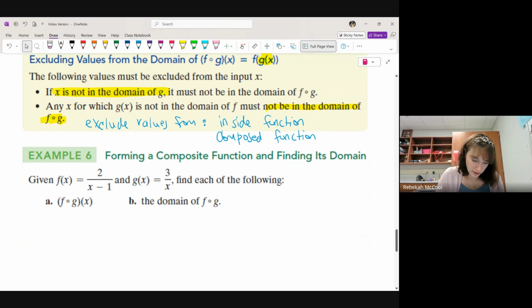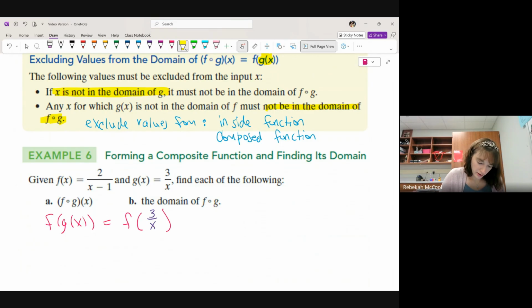So if we've got this guy here, we're doing f compose g of x. So that's f of g of x. That means I'm taking f of, and then I'm putting in function g. So function g is that 3 over x. Anywhere where I have an x in this function, I'm replacing it with that 3 over x. So function f says I take 2 over my input. So this is where I'm going to do that change. That becomes the 3 over x. And then we'll have the minus 1.